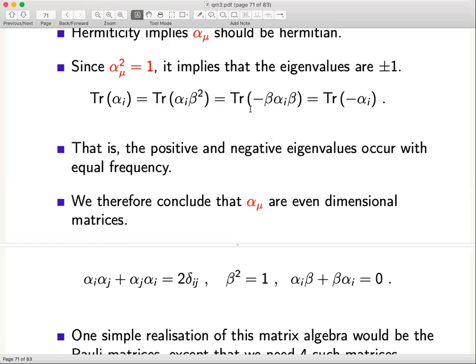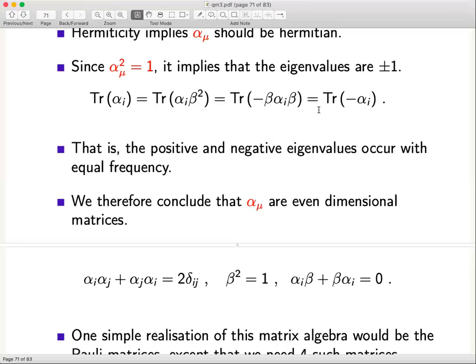Now the trace has a cyclic property. I can cyclically arrange these matrices without changing the trace. So I take the left beta around to the right, and I get this expression back, except with a minus sign. But beta squared is 1, so therefore you get the trace of alpha I is equal to the trace of minus alpha I. So this tells you that this equation would be valid only if the trace of alpha is just 0. If it is 0, then it is minus of itself.